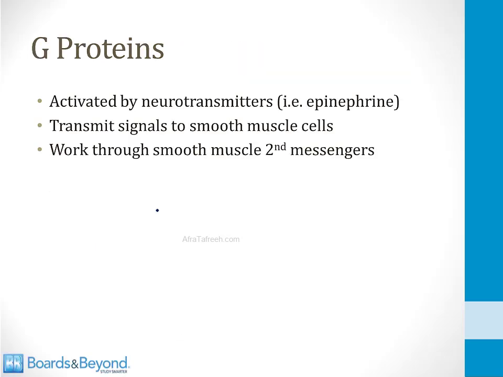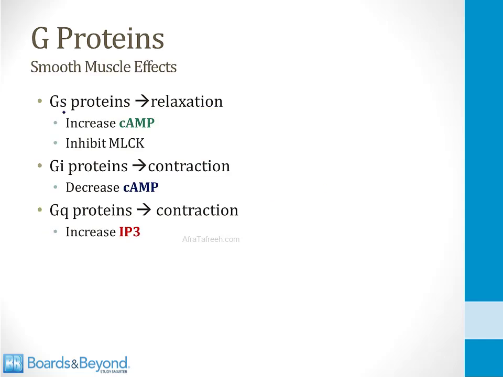The other way second messenger systems are activated is through G proteins. G proteins are found on the surface of smooth muscle cells. They can be activated by neurotransmitters like epinephrine, and they transmit signals to smooth muscle cells by working through smooth muscle cell second messenger systems. There are a number of subtypes of G proteins. There are GS proteins, GI proteins, and GQ proteins.